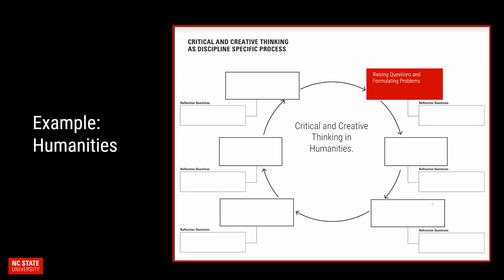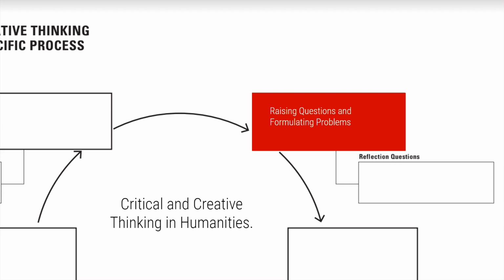Let's take another brief look at an example from the humanities to see how it's similar and different. Again, raising questions and formulating problems. In the humanities, raising questions and formulating problems might be written: examine primary texts, images, films, and theory, and formulate a question in order to foreground archival research.